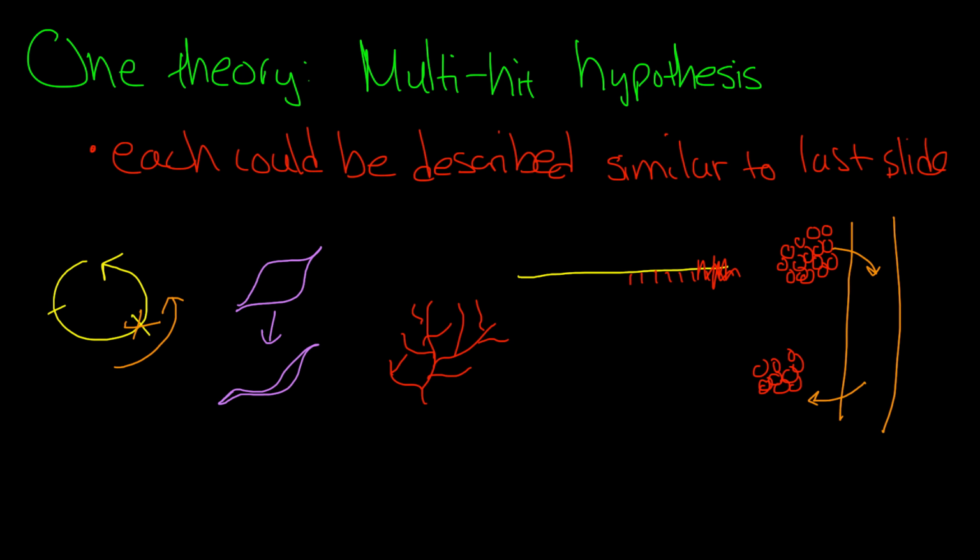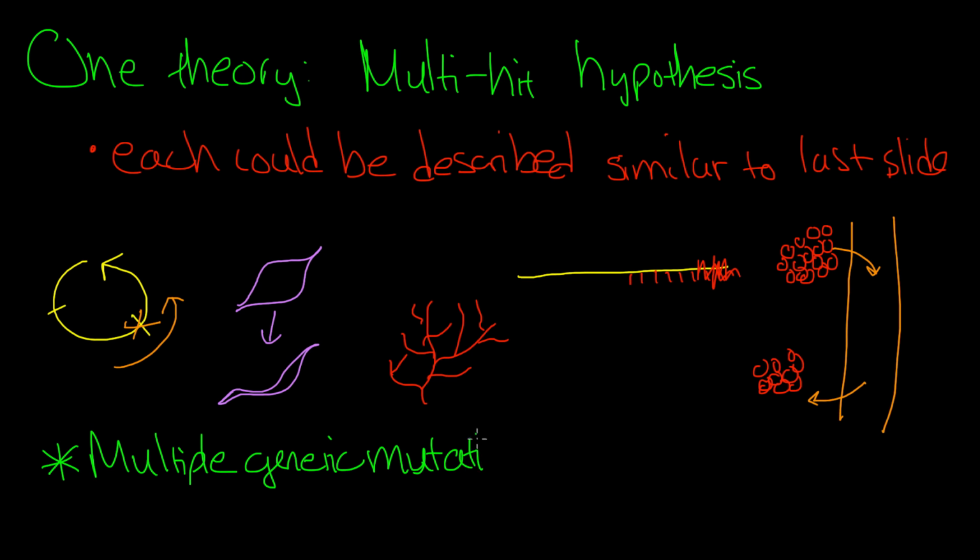So what's the takeaway from all of this? The takeaway is that you need multiple genetic mutations before you can actually get a cancerous cell. Just having one hit probably isn't going to do it. You're going to need multiple mutations that can do multiple things within the cell. At least that's the idea within this hypothesis.